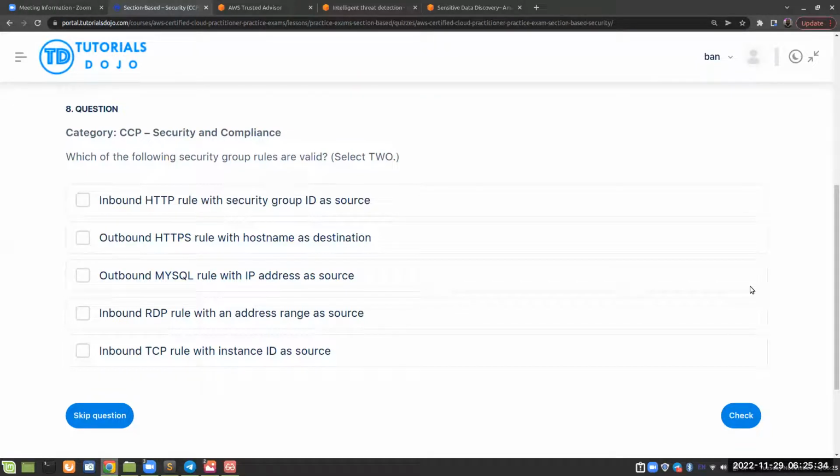Okay, let's go to Team Lawir. Someone from Team Lawir should answer this. Which of the following security group rules are valid? Select two. Which of the following security group rules are valid? Select two. I know this is a tricky one for Team Lawir, but there are four of you, so put your heads together. Try.